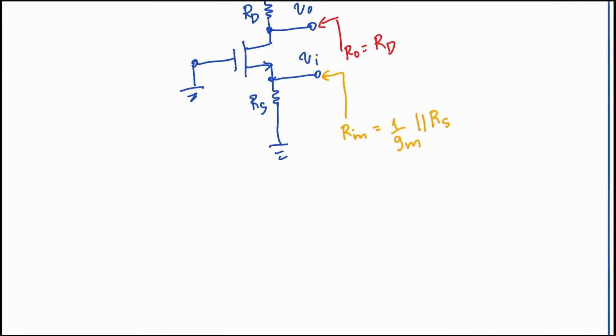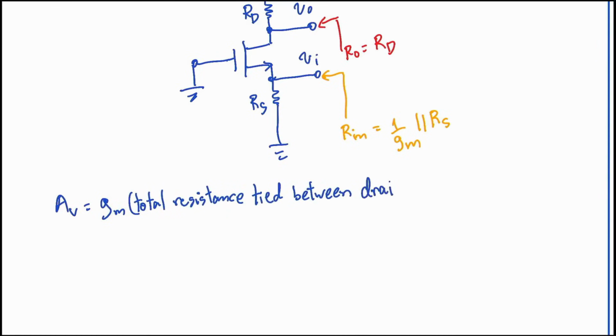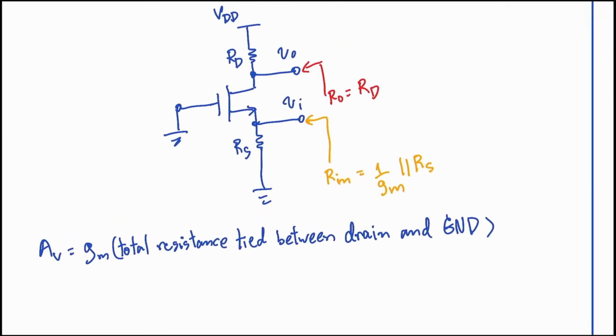Alright, let's continue our discussion. We have already successfully calculated the gain, which is equal to GM multiplied by the total resistance between, well, what is it exactly? It is the drain and the AC ground. If a load is connected to the circuit, then it is RD in parallel with RL, right? Now, what about the overall gain of the system?